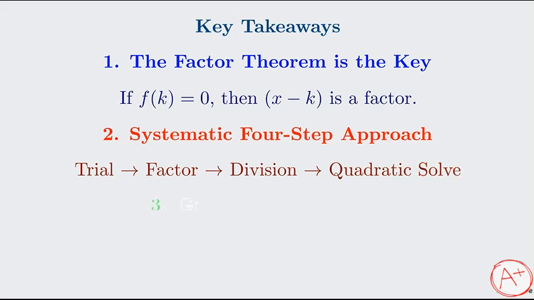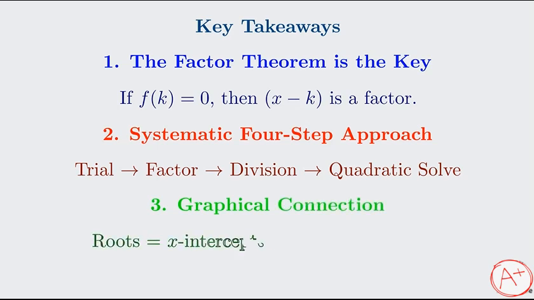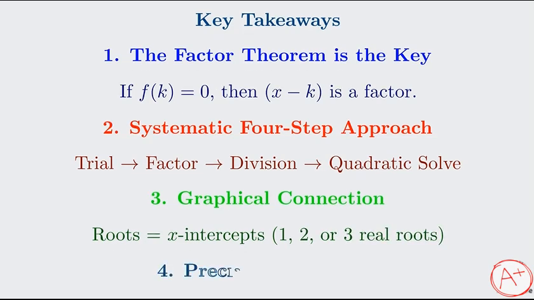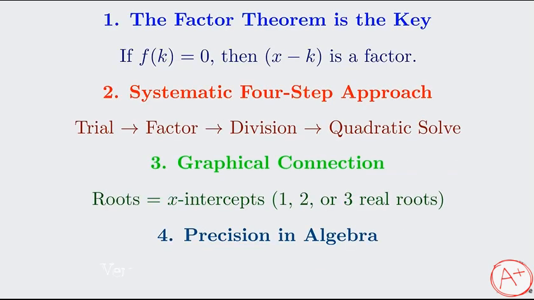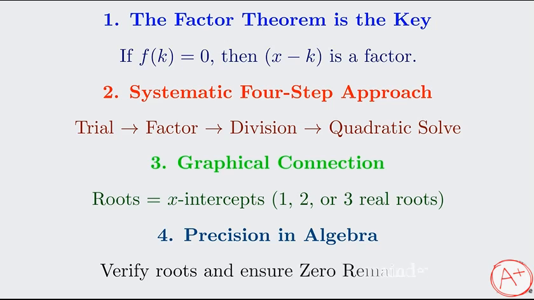A cubic equation can have 1, 2, or 3 real roots. Visually, these are the x-intercepts where the graph crosses or touches the axis. Success in IGCSE Add Maths depends on accuracy. Verify your first root carefully and ensure your division results in a zero remainder before proceeding to the final roots.